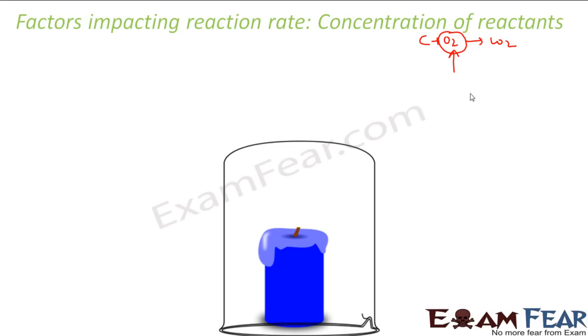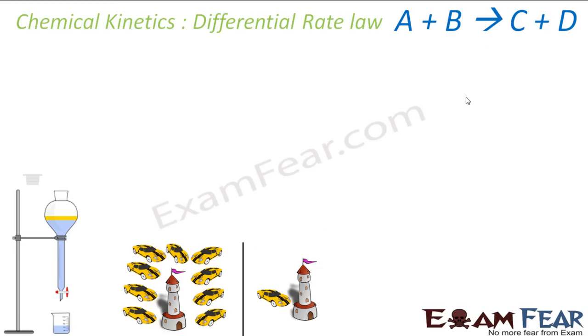So the rate of reaction has a huge impact from the concentration of the reactants. For a given reaction, for example A plus B gives C plus D, the concentration has a huge role. So chemists thought, okay, let's focus on the concentration first, on its impact on the rate of reaction. We'll be talking about how concentration impacts reaction rate. That is what we'll be focusing on in this slide.